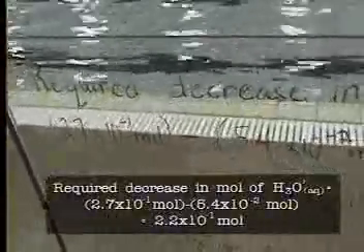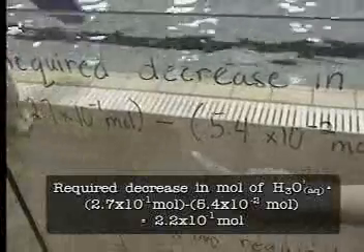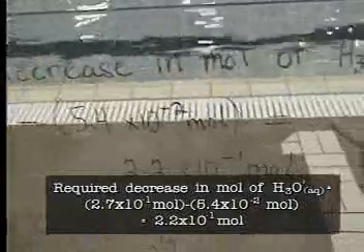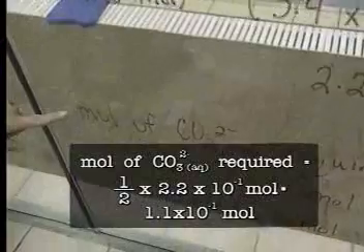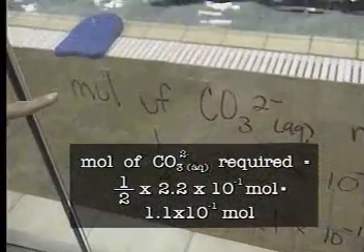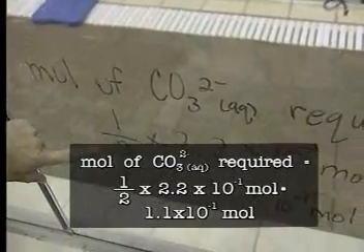I figure out the required decrease in the moles of hydronium ion, and what I do is I take the moles at pH 6.80 minus the moles at pH 7.50, that gives me 2.2 times 10 to the negative 1 moles. And so I calculate the moles of carbonate ion required, and I do that by taking the mole ratio from your Bronsted-Lowry neutralization reaction.